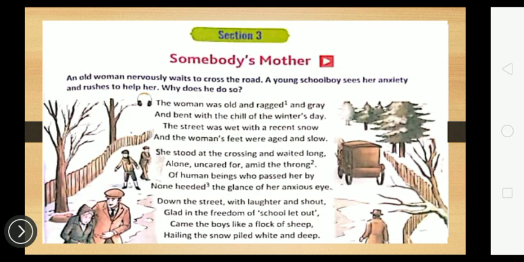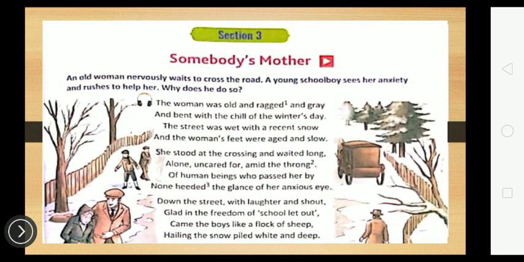That woman's feet, it means that old lady's feet, that she was aged and she was very slow. That is normal in old age. She stood at the crossing and waited long. And she was standing there at the crossing and waiting for someone, that someone will come and help her. Alone, and she was alone, uncared, amid the throng.